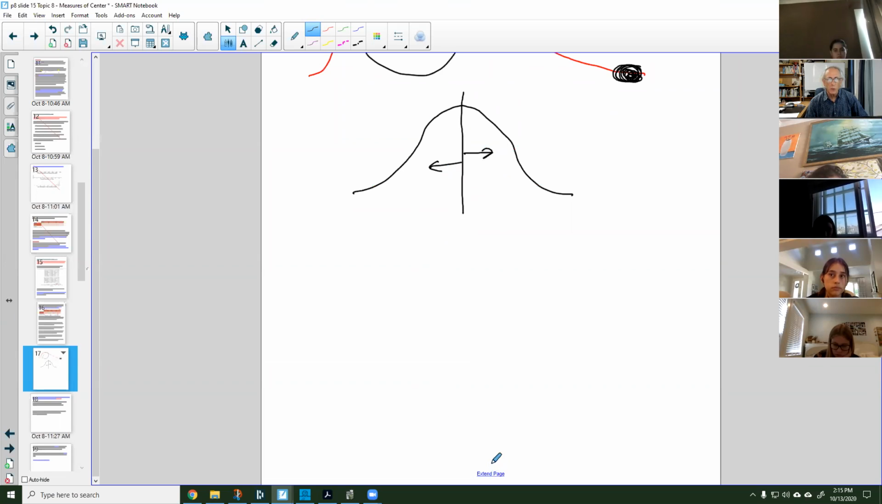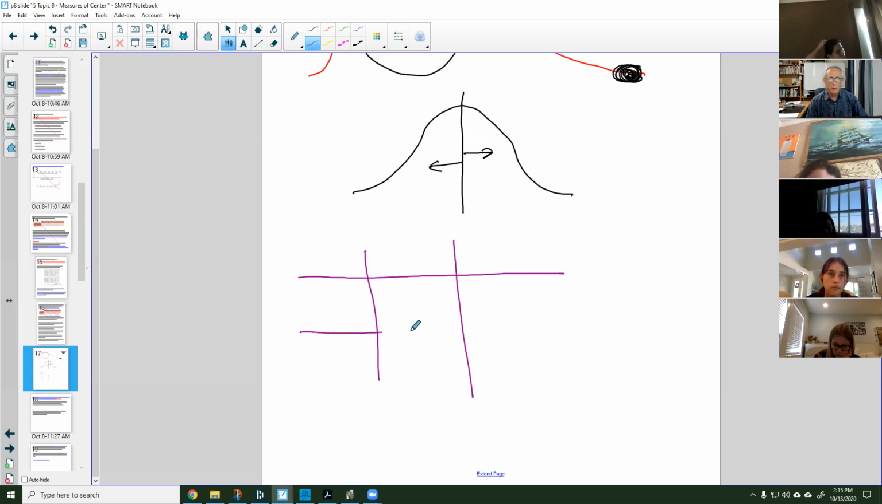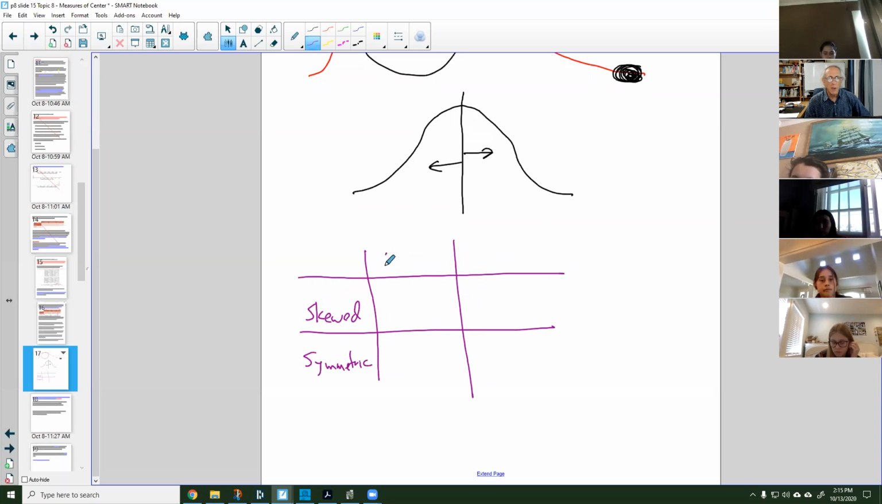So what I'm going to show you right now is a little chart that I use. Okay, we have distributions that are skewed, and we have distributions that are symmetric. Now, I would copy this chart down as we're going along here. At some point you need this chart, and I think you'll find it helpful. And we have measures of center: we have the mean and we have the median.